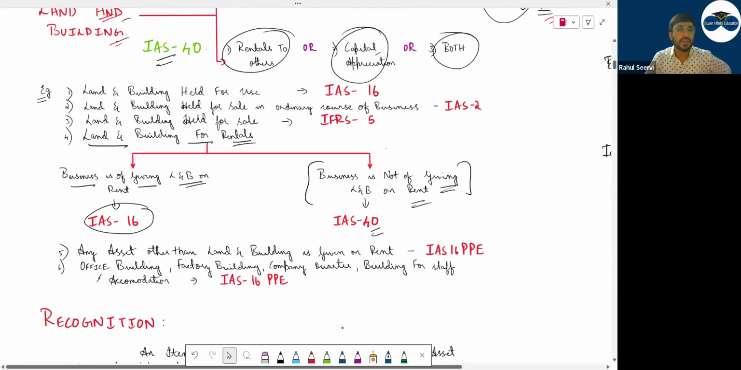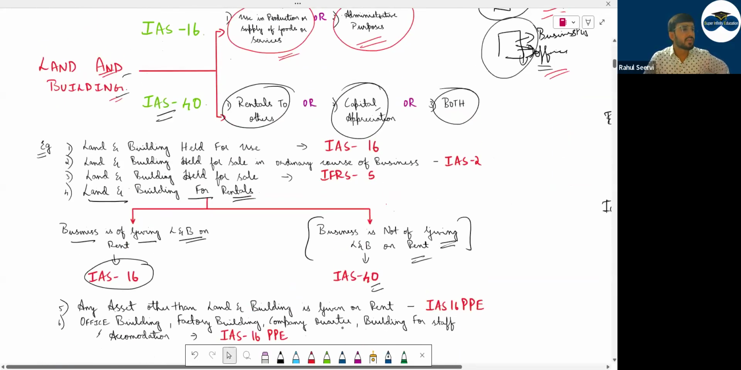Now see, a lot of items I've written here. Chalo. You will understand with these examples. I say that I purchased the land and building held for use, for my business purpose. IAS 16. I purchased the land or building for my business use, like a factory building, office building, etc. IAS 16. If I say I purchase land and building held for sale in the ordinary course of business, I purchase building, I sell. I purchase building, I sell. I do this business. Then it will be my inventory.